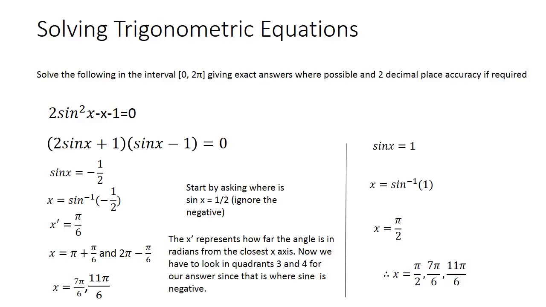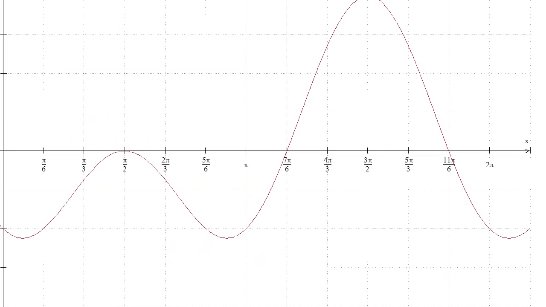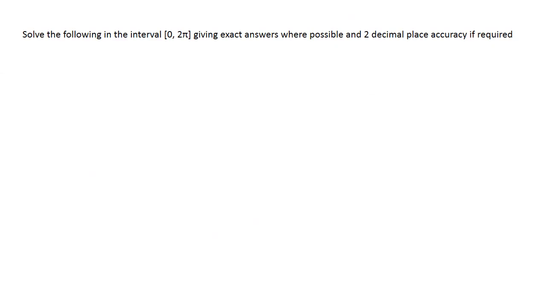You can actually check this by graphing it. Here is the graph, and you'll notice that the zeros or the x-intercepts represent the solutions. And that makes sense because we set the equation equal to 0, so the zeros should be the solutions. So as you can see, pi over 2, 7 pi over 6, and 11 pi over 6 are the x-intercepts of the graph. Okay, so let's try another one.